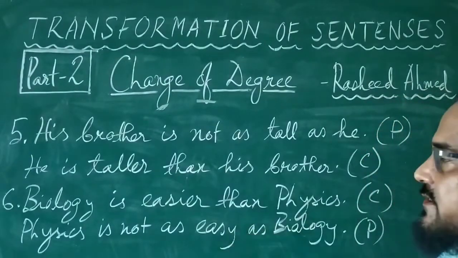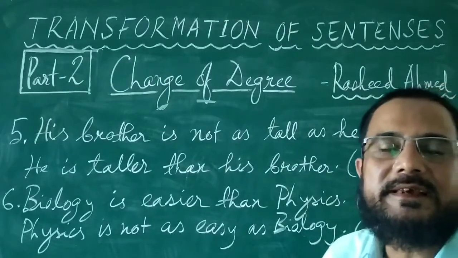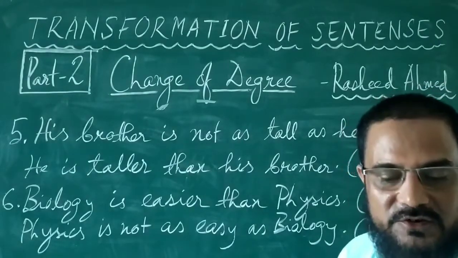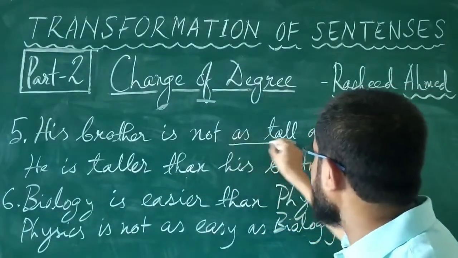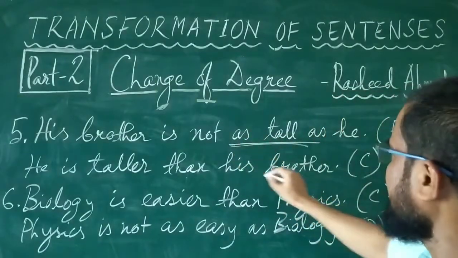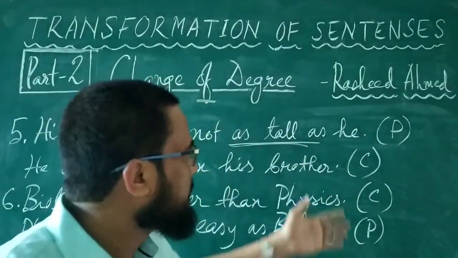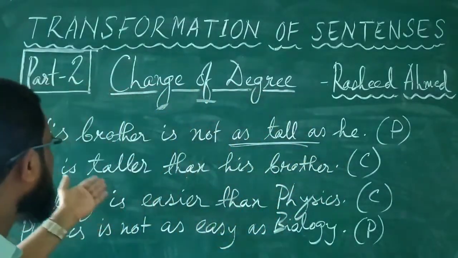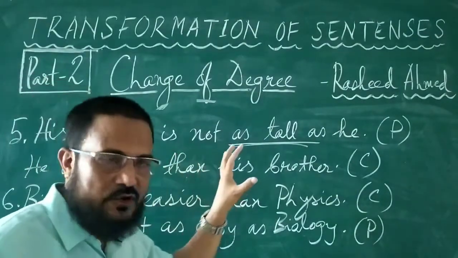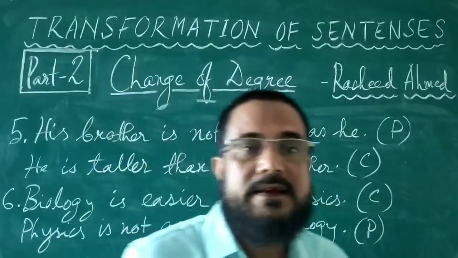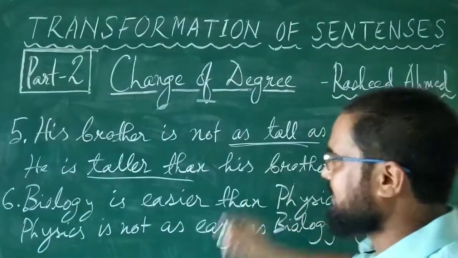Here we have number 5 and 6. See number 5. His brother is not as tall as he. This is obviously in positive degree. As tall as, or you can say so tall as also. And then when we change it into comparative degree, we bring this part at the beginning: He is taller than his brother. This "taller than" is comparative degree.